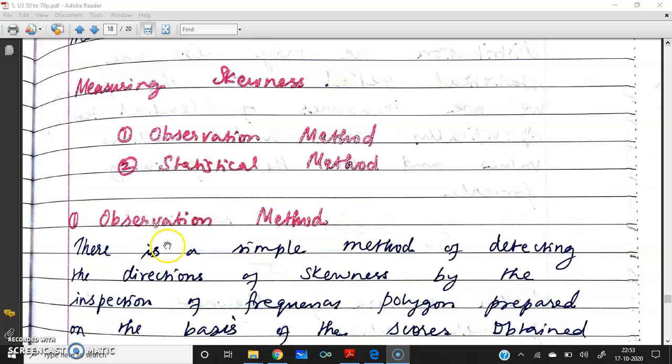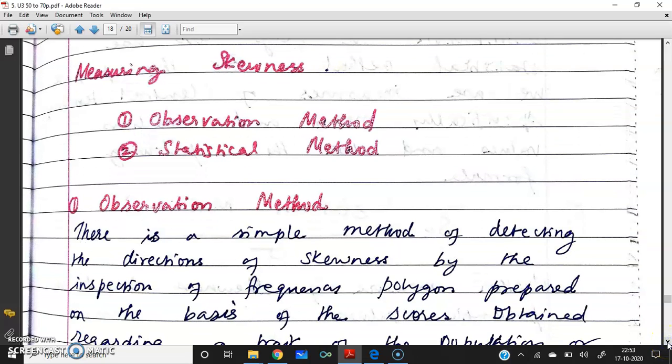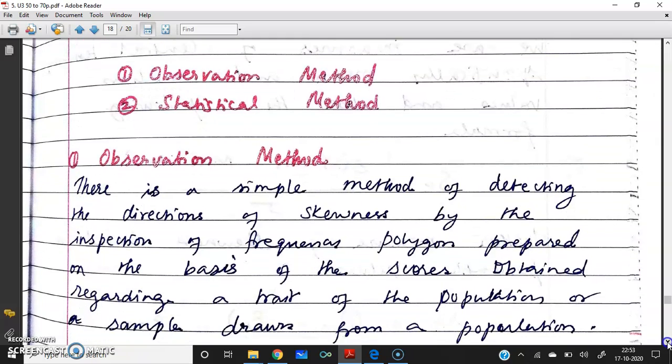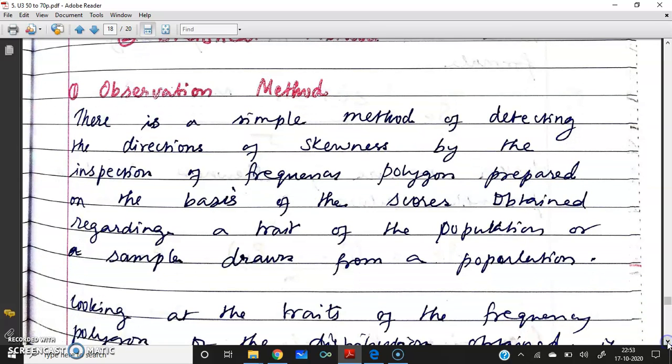Students, now we are going to learn about measuring skewness. We have seen in the previous class what is skewness. Now how to measure the skewness. One is observation method, the second one is statistical method. We'll see what is observation method. That is a simple method.